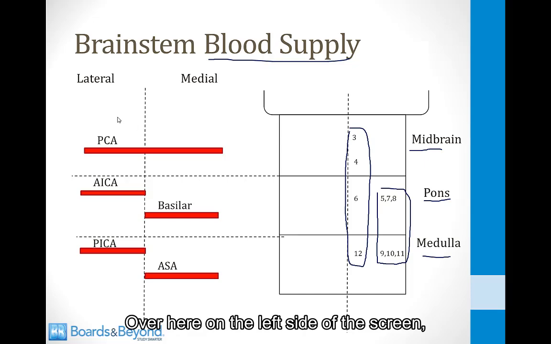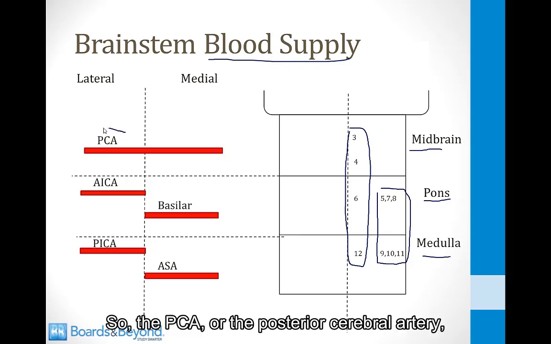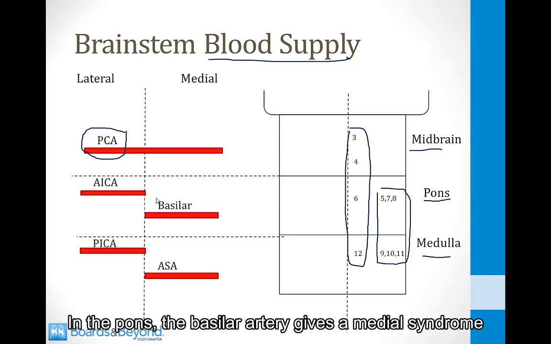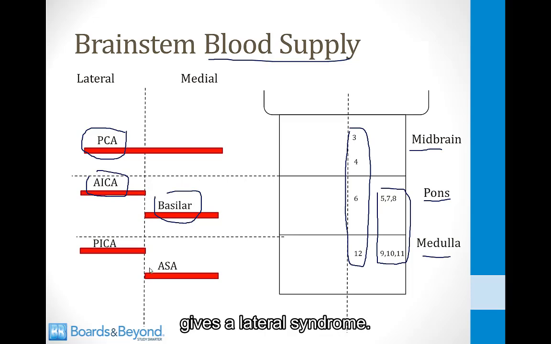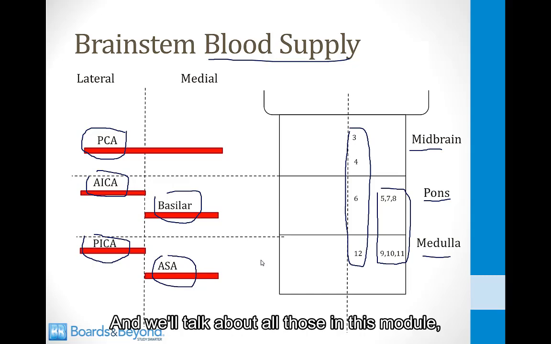Over here on the left side of the screen, I've written the major blood supply. Now this is by no means complete. There are many more vessels that supply blood to the brainstem, but these are the ones responsible for most of the significant clinical syndromes. The PCA, or the posterior cerebral artery, is responsible for most of the midbrain syndromes, both medial and lateral. In the pons, the basilar artery gives a medial syndrome, and the anterior inferior cerebellar artery gives a lateral syndrome. Down in the medulla, the PICA gives a lateral syndrome, and the anterior spinal artery gives a medial syndrome. We'll talk about all those in this module.